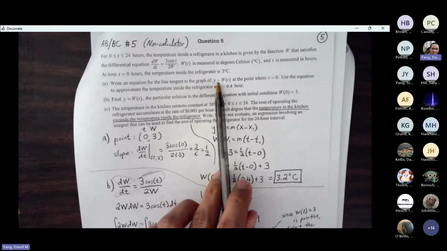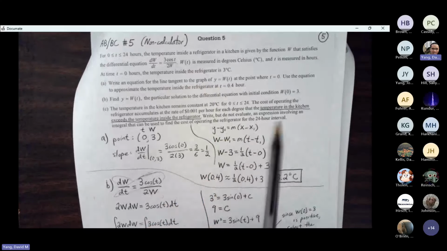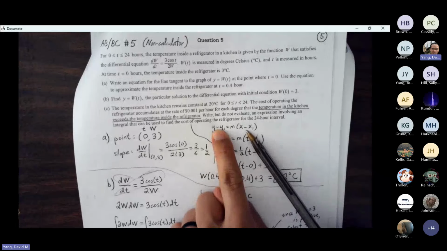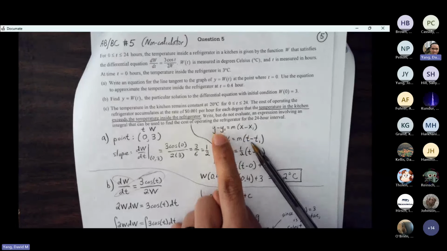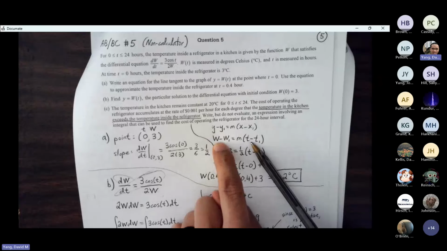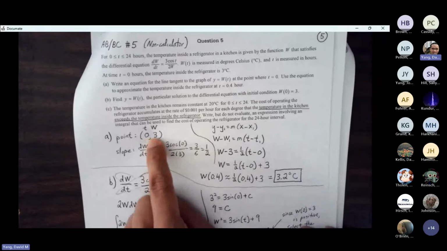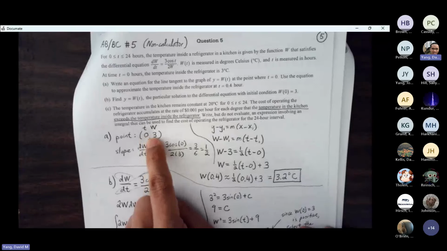So tangent line means we've got to gather our ordered pair and slope. Typically, we express a tangent line in terms of y and x, but for this problem, instead of x minus x sub 1, we're going to do t minus t sub 1. Instead of y, we're going to say w minus w sub 1. So the ordered pair is 0, 3. Instead of x and y, I'm going to call that t and w.